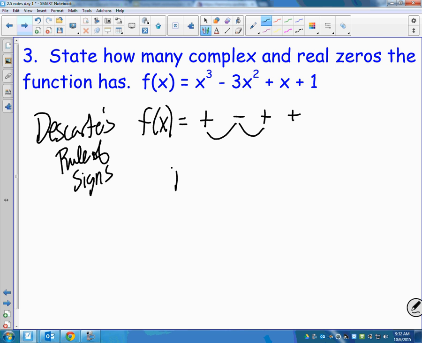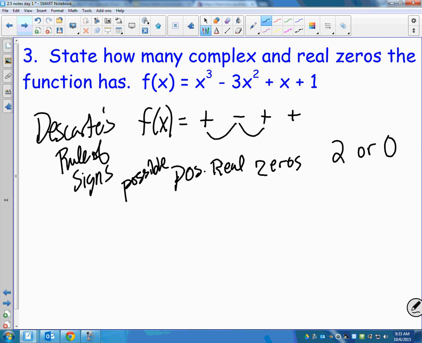So that means for possible positive real zeros, possible, we should make sure to say that. It changed 2 times. Or, the tricky part about the rule, or less than that by an even number. So you have to keep subtracting 2 until you can't subtract anymore or it would be negative. So 2 minus 2 is 0. So that means there are either 2 positive real zeros or there are 0 positive real zeros. Any memory of doing this? You can get all this, Ross.